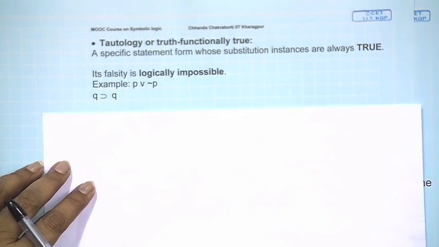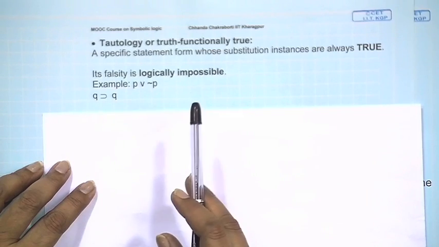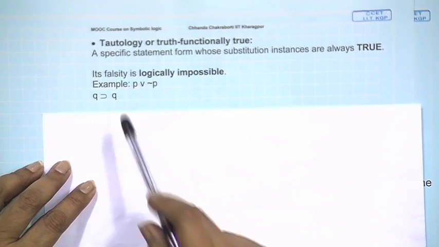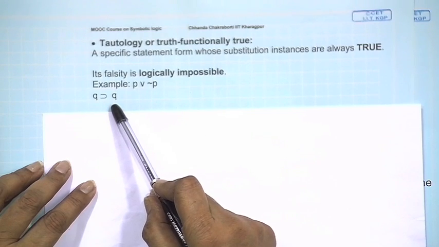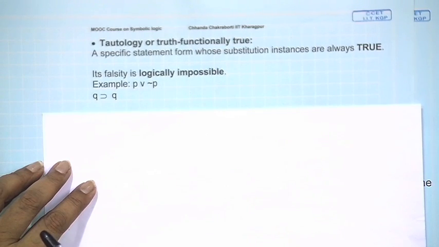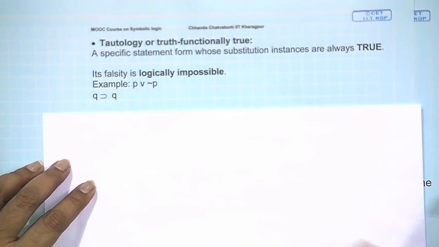There are many more tautologies, by the way. This is not the only one, though it may be the most well known one, but there are many. For example, here is another example, Q horseshoe Q, and that again, if you substitute properly, you will see that this form is going to only yield true substitution instances. So, this is what tautologies are.